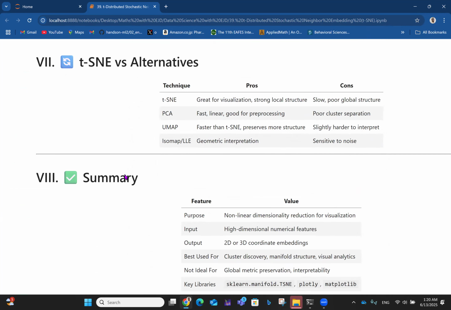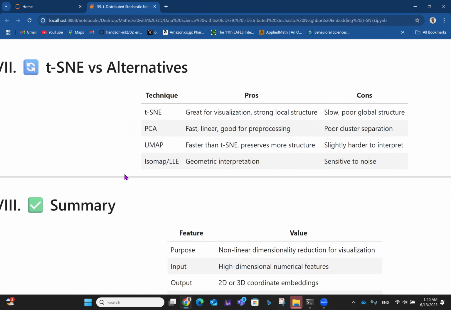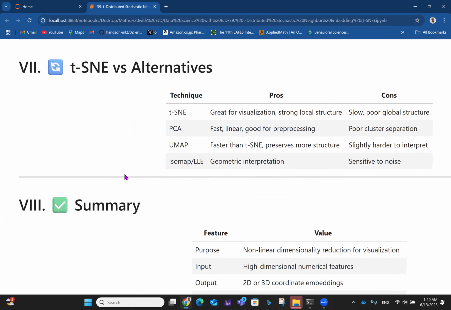Then t-SNE versus other alternatives. Of course, we have PCA, which you had seen before. t-SNE is great for visualization and strong local structure, and the con is that it is slow and has poor global structure. For PCA, it is fast, it is linear, it is good for preprocessing. And the problem with PCA is that it has poor cluster separation.